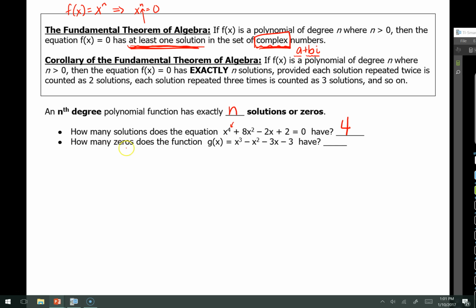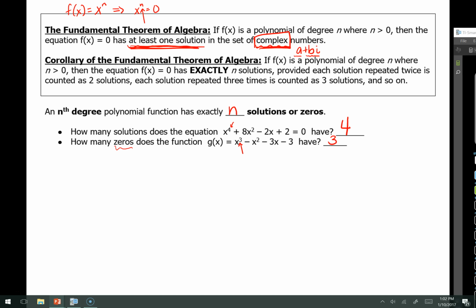How many zeros, remember zeros are x-intercepts, does the function g of x have? Let me revise that a little. Not necessarily x-intercepts, but they could be x-intercepts if they're real numbers, or imaginary solutions. So we'll go with just the word zeros here. X-intercepts are a type of zero. That means g of x is going to have, because this is a degree 3 polynomial, 3 zeros or 3 solutions. This is going to help us when we need to create polynomial equations and those sorts of things.